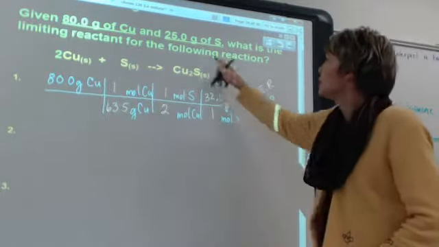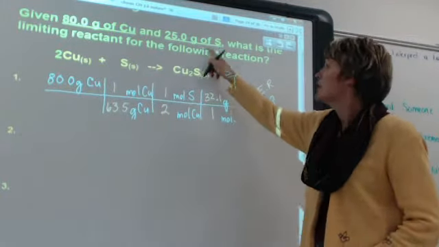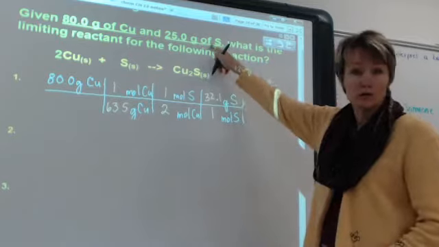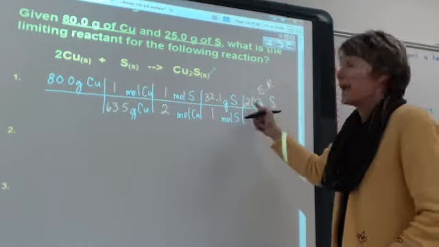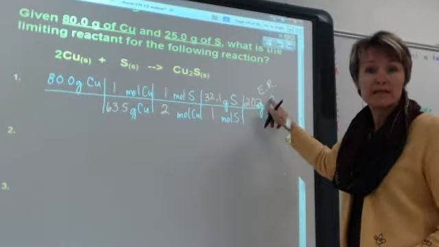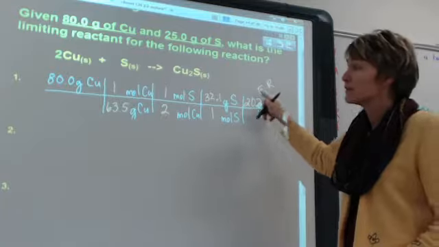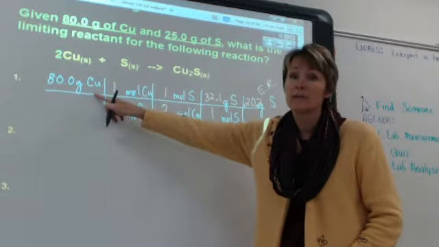Well, I look up in my problem and I was given 25 grams of sulfur. So I actually have more sulfur available than I need. And I ask myself, do I have that much? I have more than that. So sulfur becomes the excess reactant and copper becomes the limiting reactant. I'm going to run out of copper first.